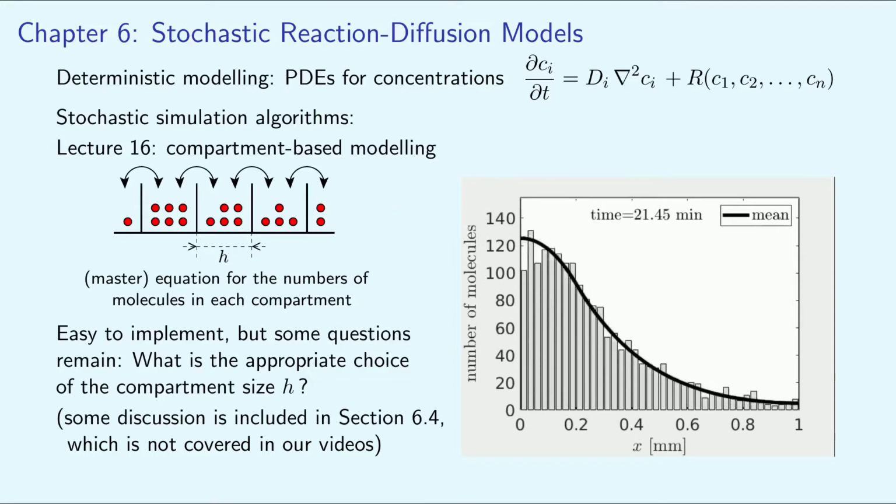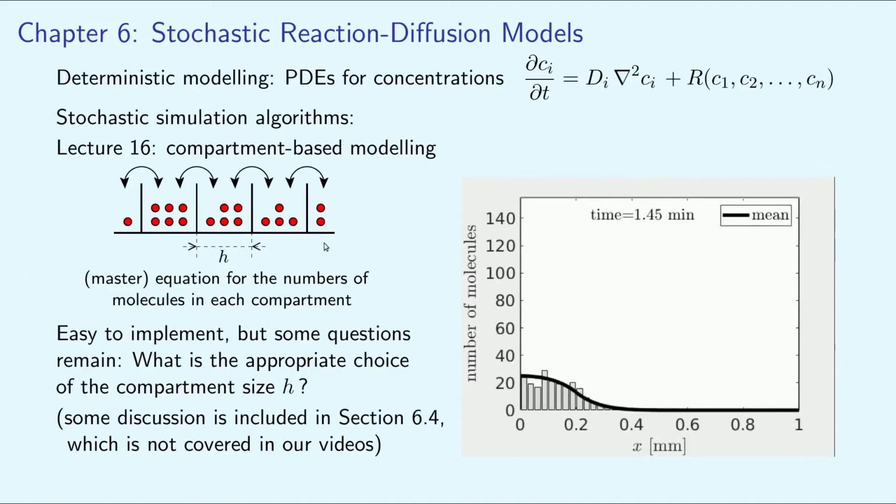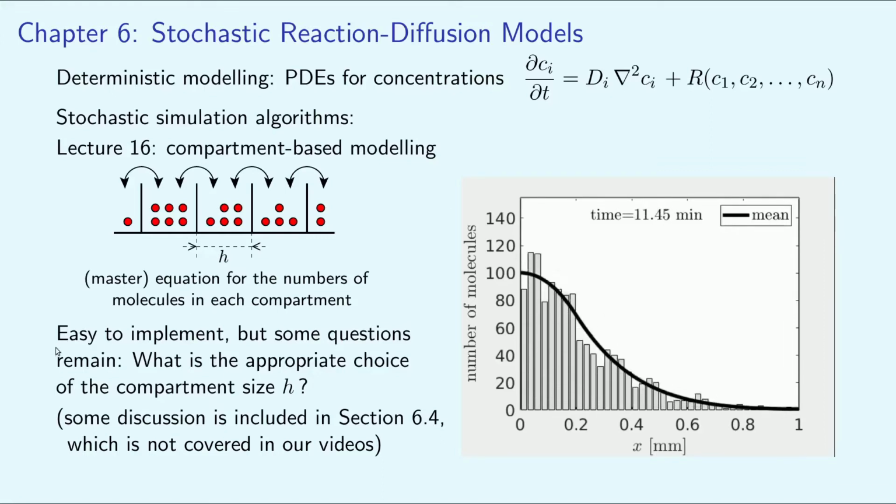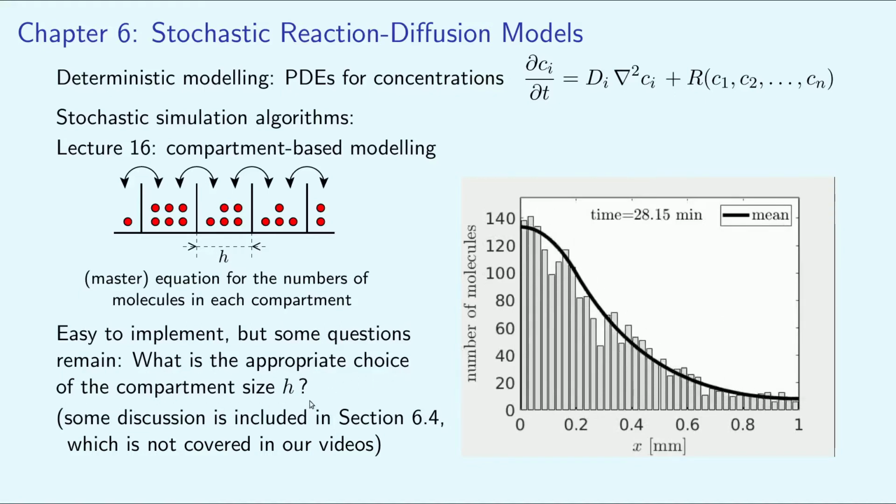We divide the domain into compartments and describe the state of the system by the number of molecules in each compartment. Molecules that are in the same compartment are indistinguishable, and we postulate that chemical reactions can only happen when the reacting molecules are in the same compartment. While this model is easy to implement, some important questions were not addressed in our previous lectures. One of them is, what is the appropriate choice of the compartment size H?